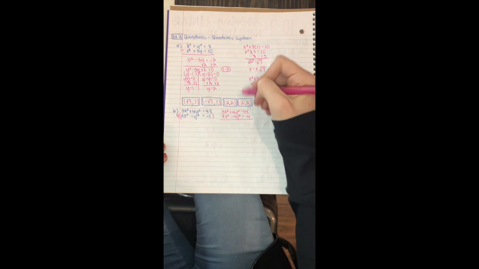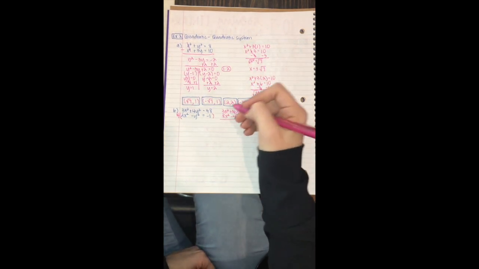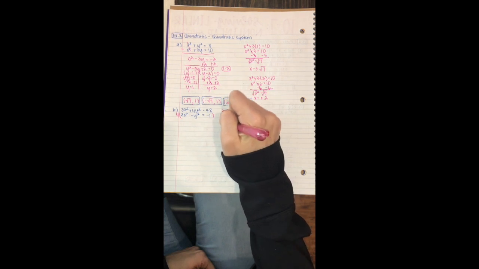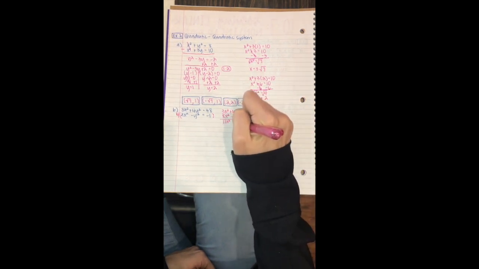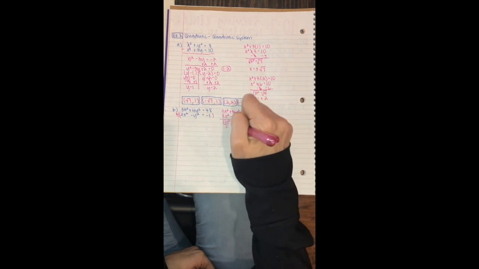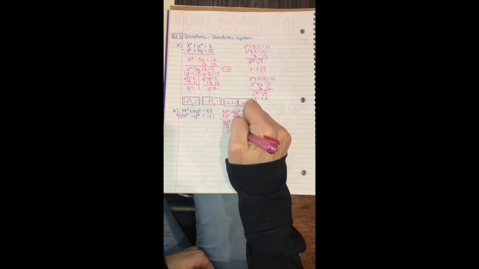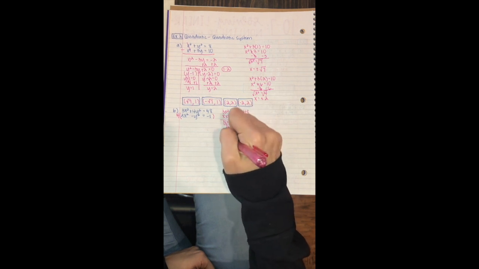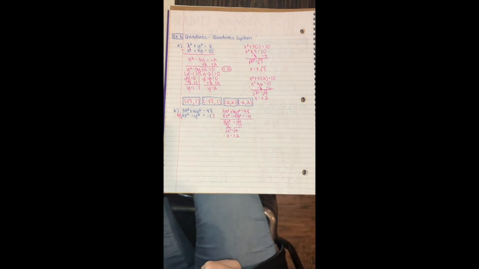Now the y's match. They will cancel. They're opposite signs, so we don't need to subtract. So we have 3 plus 8 is 11x squared equals 48 minus 4 is 44. Divide out 11. X squared equals 4. Take the square root, and we get that x is a positive or negative 2.